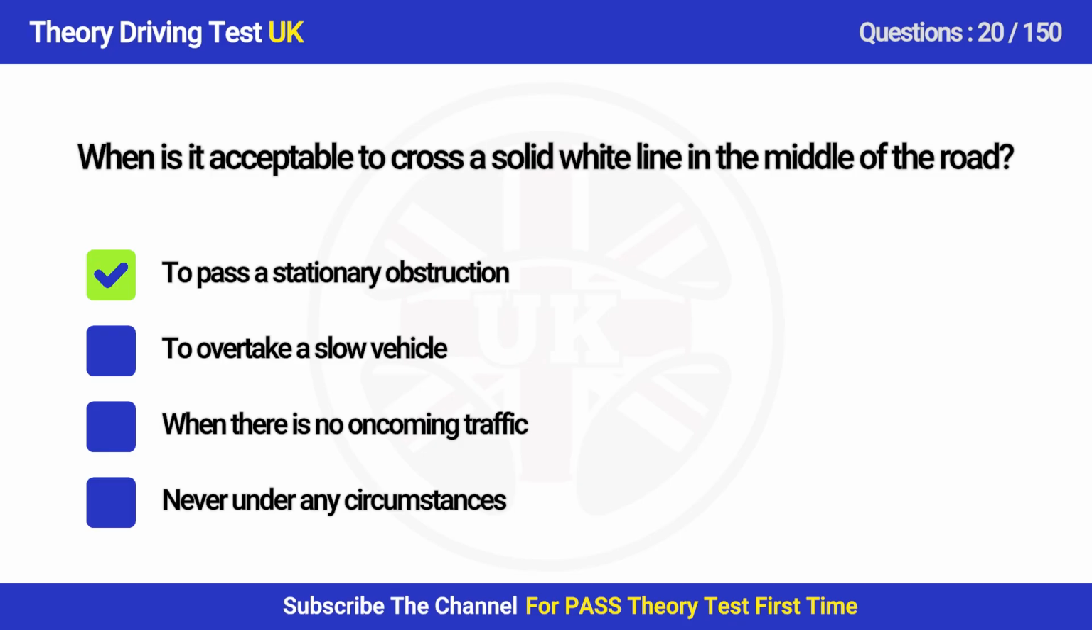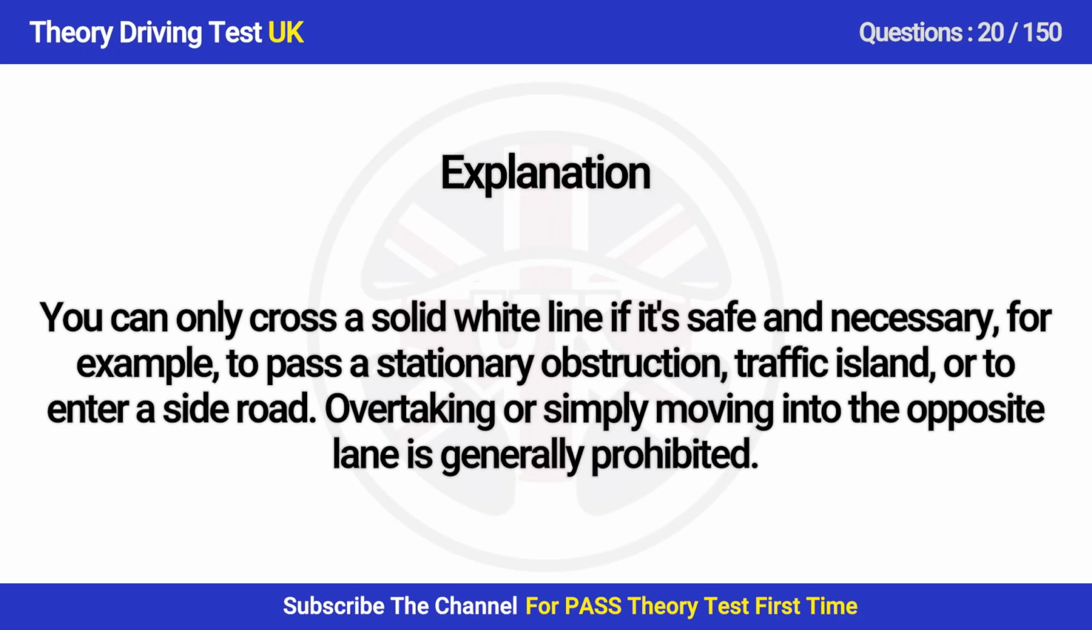Answers is A. To pass a stationary obstruction. You can only cross a solid white line if it's safe and necessary, for example, to pass a stationary obstruction, traffic island, or to enter a side road. Overtaking or simply moving into the opposite lane is generally prohibited.